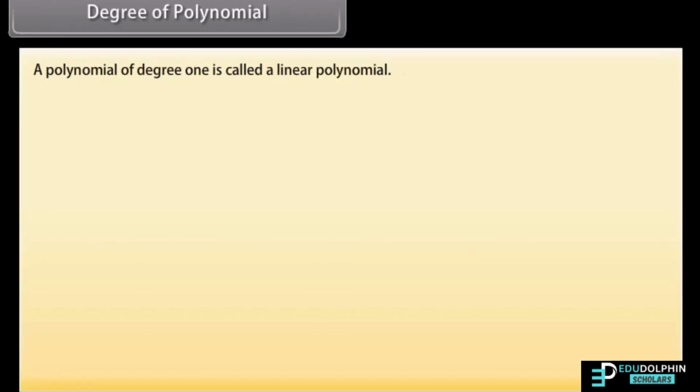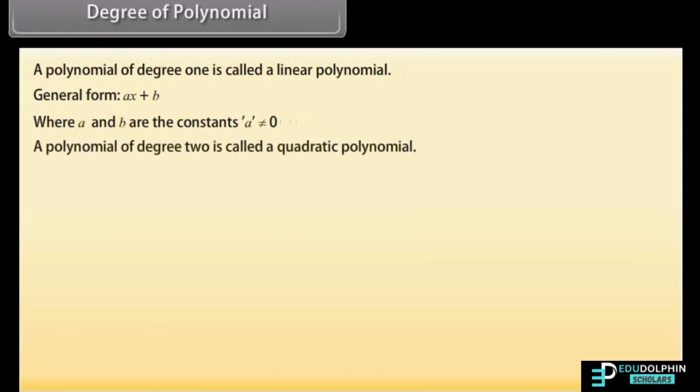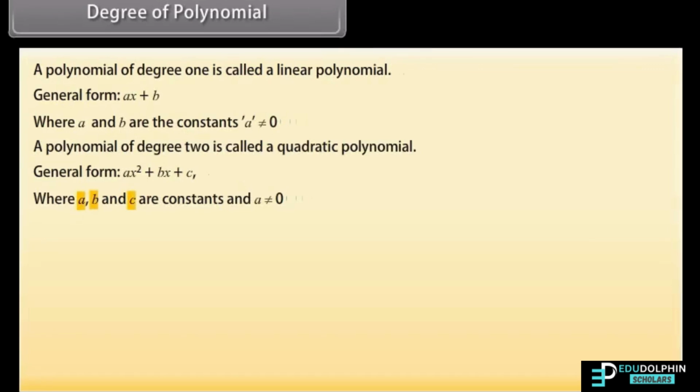Degree of polynomial. A polynomial of degree 1 is called a linear polynomial. Its general form is ax plus b, where a and b are constants, a is not equal to 0. A polynomial of degree 2 is called a quadratic polynomial. Its general form is ax square plus bx plus c, where a, b and c are constants and a is not equal to 0. A polynomial of degree 3 is called a cubic polynomial.